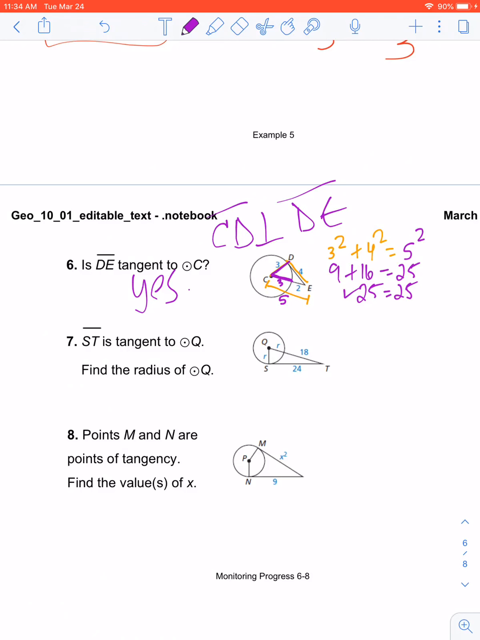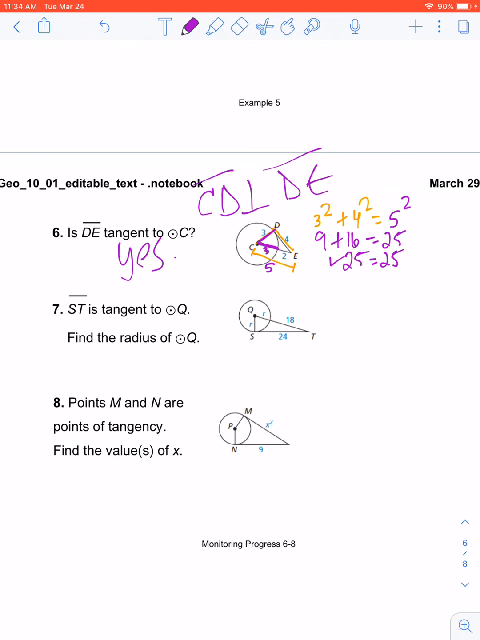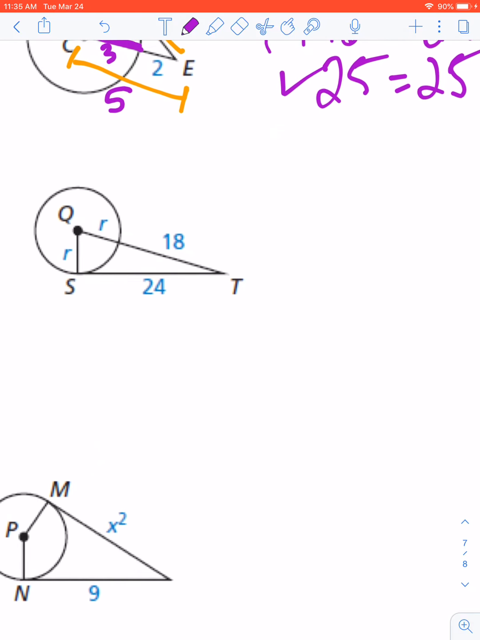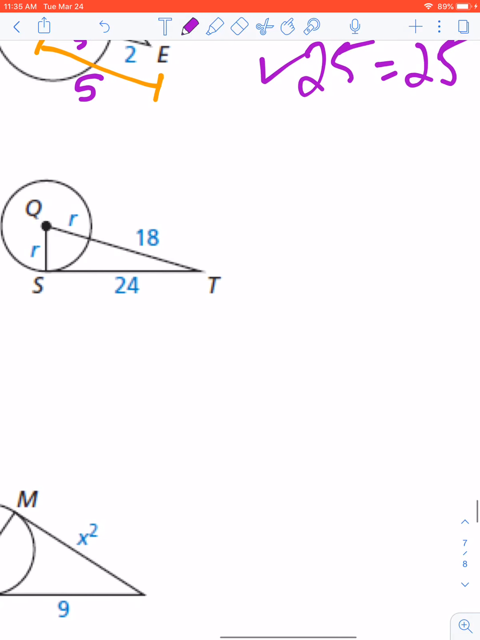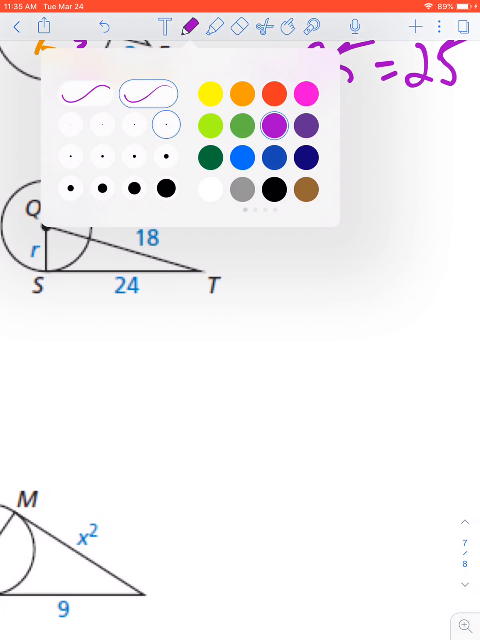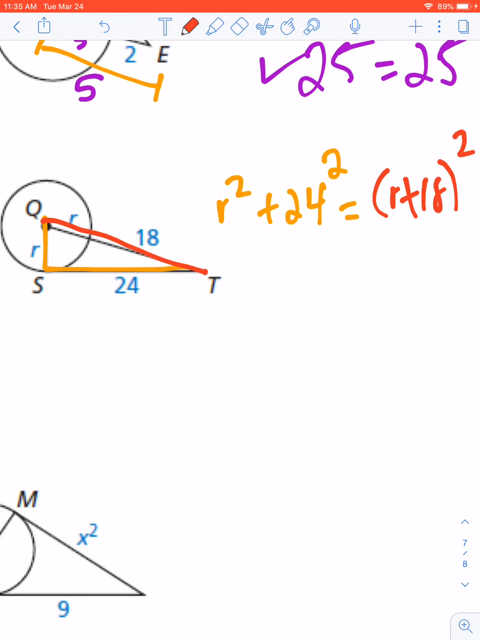All right, friends. ST is tangent to circle Q. Find the radius of Q. All right. So again, we're going to do some Pythagorean theorem and we're going to have some algebra to do. So again, this is a leg. So that's r squared. This is another leg, 24 squared. But when I do the hypotenuse, I have to use segment addition, and it's r plus 18, and I have to square it.